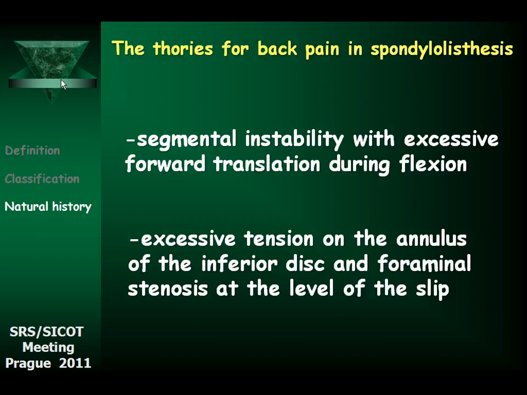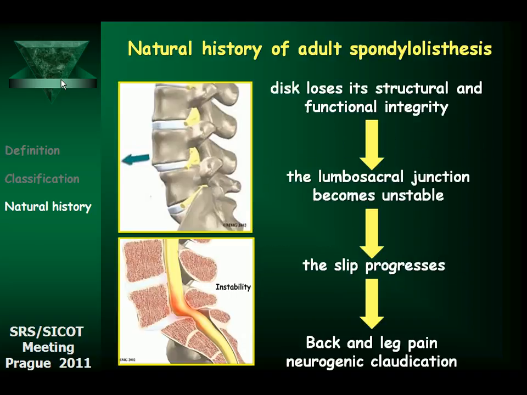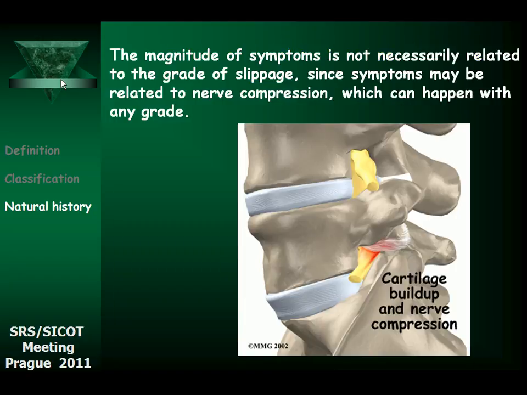There are some theories for back pain in spondylolisthesis. Mostly there are two theories. One is that the main problem is segmental instability with excessive forward translation during flexion, and the second is that the problems come from excessive tension on the annulus of the inferior disc and foraminal stenosis at the level of the slip. This is the picture of the natural history of adult spondylolisthesis. When the disc loses its structural and functional integrity, the lumbosacral junction becomes unstable, and the slip progresses, finally with back and leg pain or neurogenic claudication.